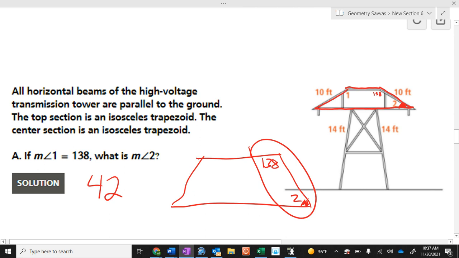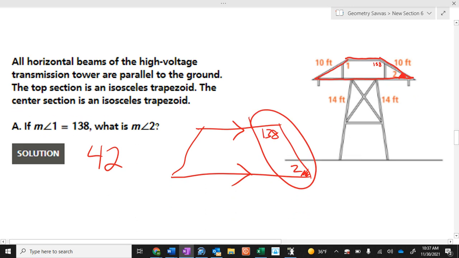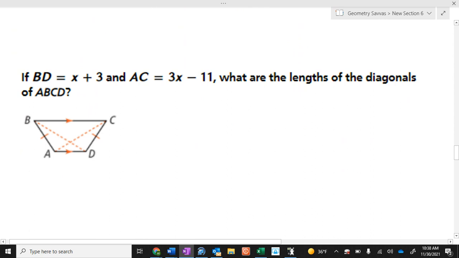So 138 and angle 2 have to add up to what? 180, because they're same side interior angles. So 180 minus 138 is 42 there.